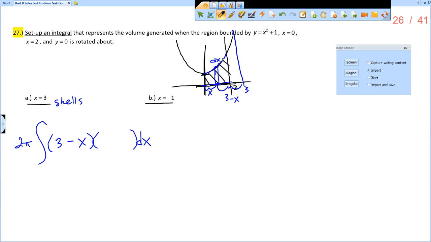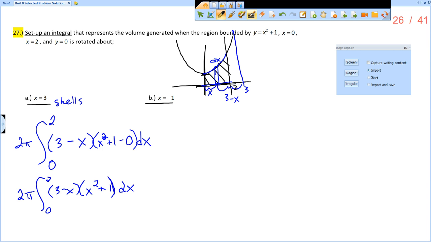Height is always upper boundary minus lower boundary. So the upper boundary is x squared plus 1 minus the lower boundary, which would just be 0. Of course, dropping the 0 makes this simpler. Then we're integrating with respect to x, so we're integrating from left to right, from 0 to 2. So we would just rewrite this as the integral from 0 to 2 of 3 minus x times x squared plus 1 with respect to x. And that is 27a.